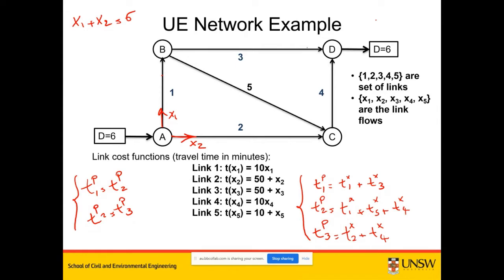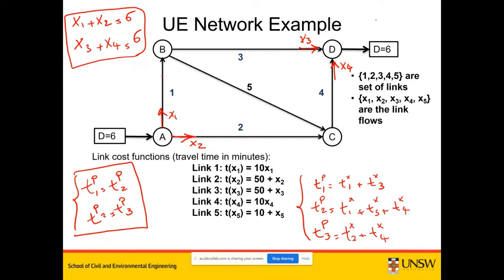And also if I look at the destination, all the demand will eventually reach destination. So x3 plus x4 must be equal to 6 as well. So I have two additional equations here as well. I already had two equations from the UE principle. I can also write two other equations for flow conservation, right?